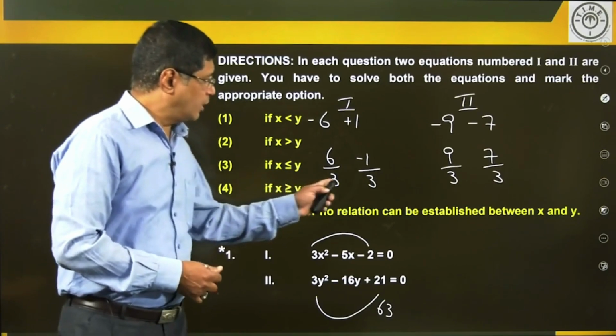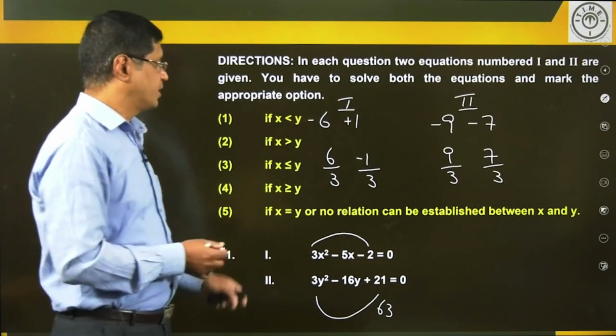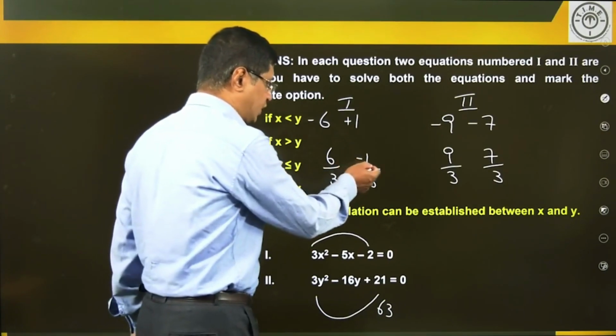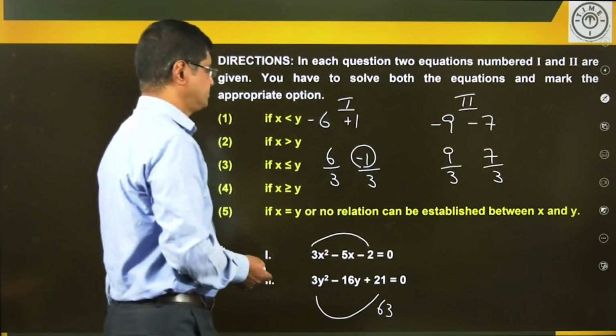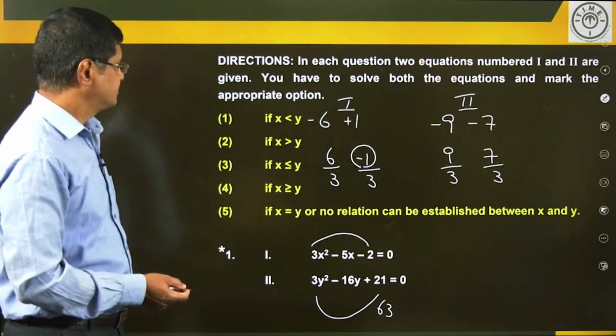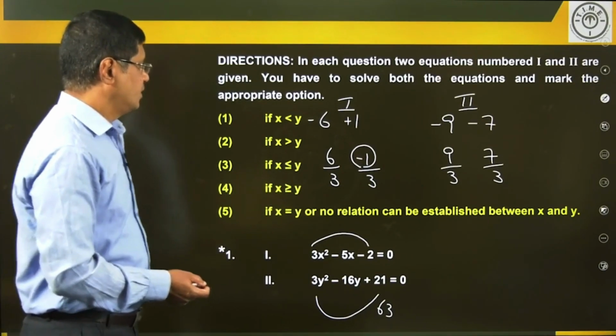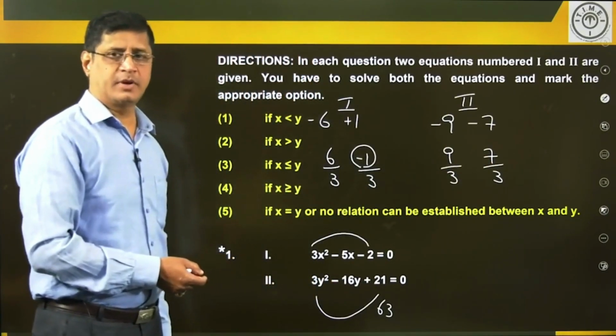Dear students, if you observe, the denominators are the same, so just observe the numerators. Whatever the value here, minus 1 is less than 9 and 7. And 6 is less than 9 and 7. Am I clear?